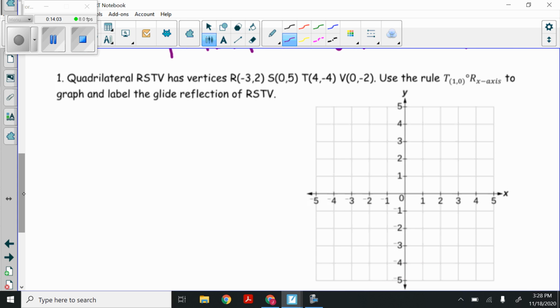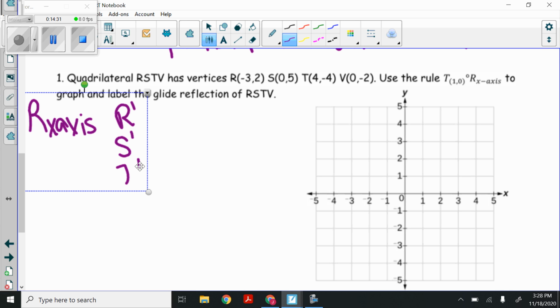Quadrilateral RSTV has vertices R (-3, 2), S (0, 5), T (4, -4), V (0, -2). Use the rule, translate (1, 0) composition, reflect x-axis to graph and label the glide reflection of RSTV. So the very first thing I want to do is the reflection of the x-axis. I'm going to write down now R prime, S prime, T prime, and V prime. Remember that if we are reflecting on the x-axis, what changes?